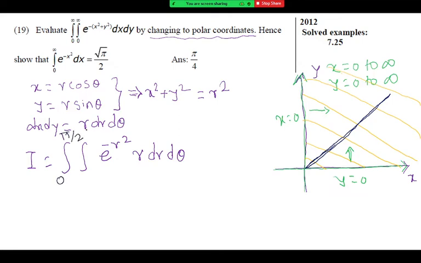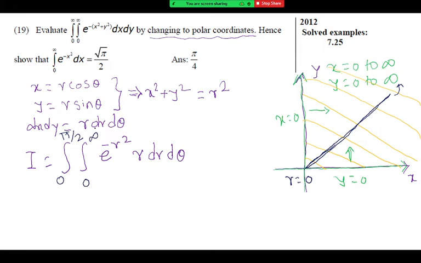Not only this, can you see the inner end and outer end of the strip where it is touching the region? r equal to 0 is correct, and the upper end is to infinity. So it's 0 to infinity. The upper end doesn't have a boundary. So that's what we got, the double integral in polar form now. We can evaluate this double integral I in polar form.